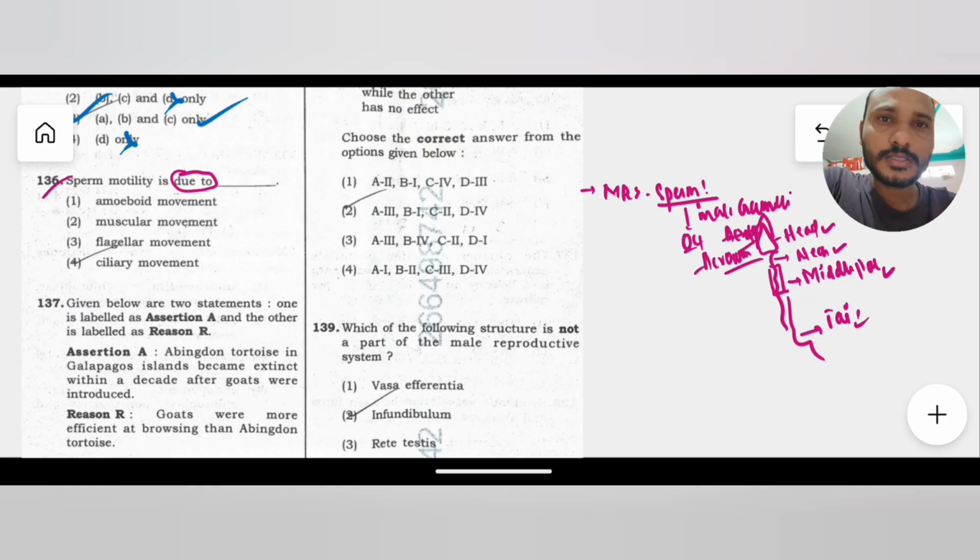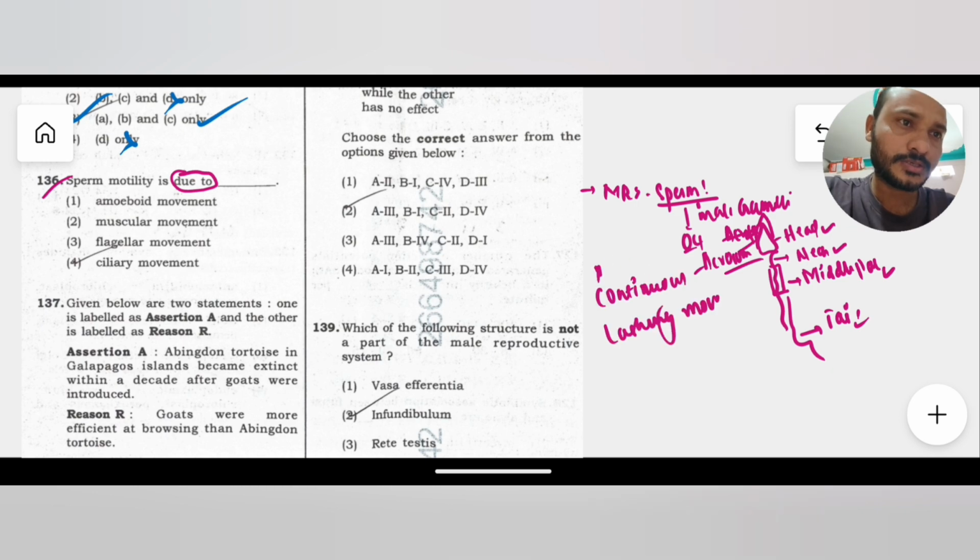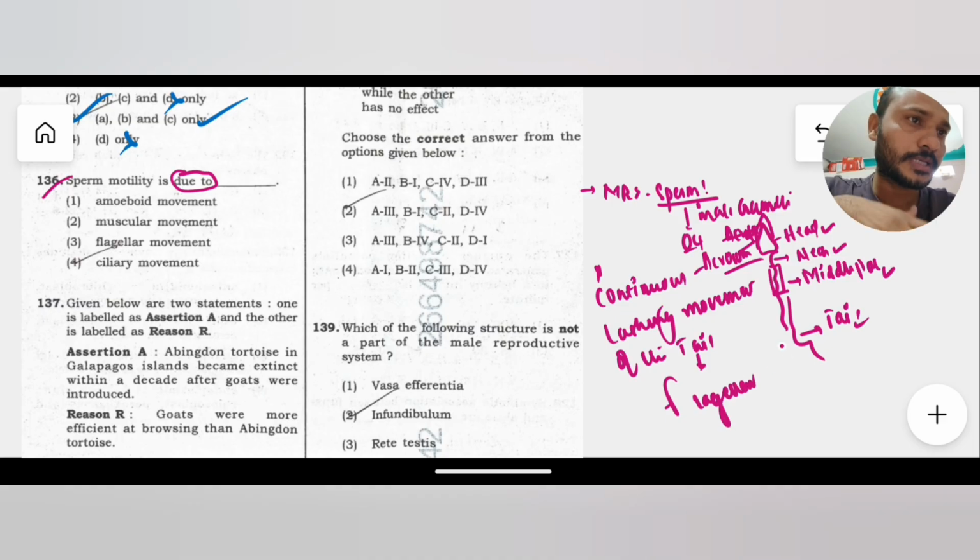And here, sperm motility. We know that sperm must be motile. Why? Because of the continuous lashing movement of the tail. Here I'm writing: continuous lashing movement of the tail is the best example for flagellar movement. With the help of the tail only, the sperm moves towards the egg through the fallopian tube. So the tail shows flagellar movement, because it always shows continuous lashing movement.